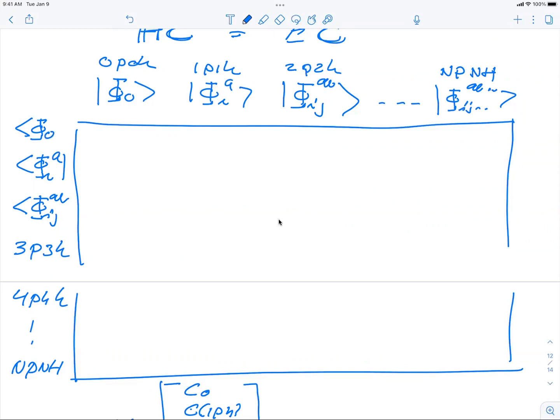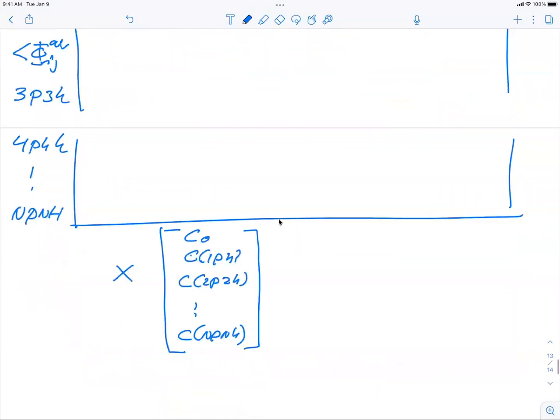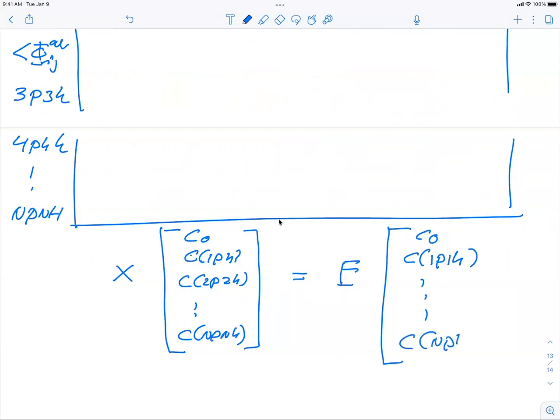And that obviously leads to its own problems. But in principle, what we do now, we assume that we can actually deal with a finite basis. And that means that the matrix is finite. So that means we have a finite vector. And this is just equal to E times the states C, one particle, one hole, etc., all the way down to n particle, n hole, like this.